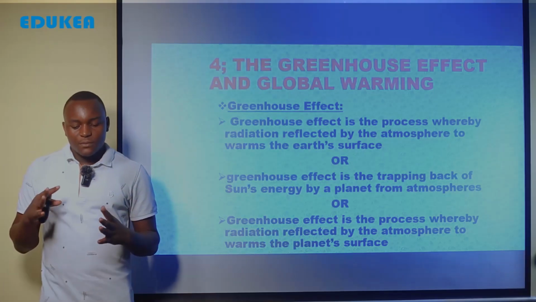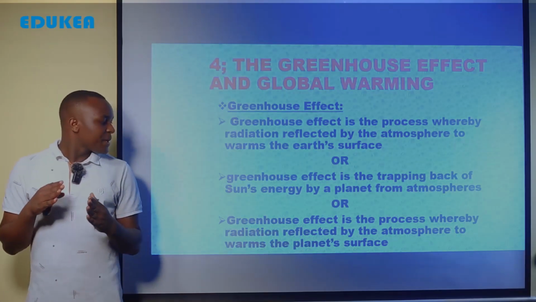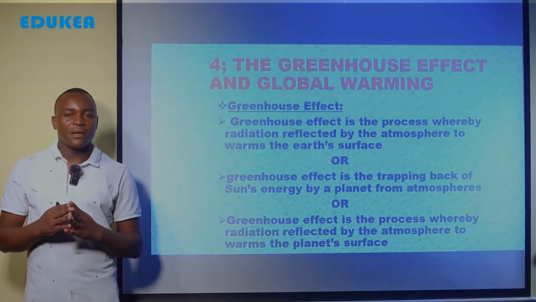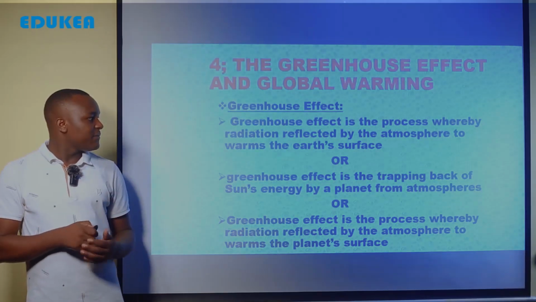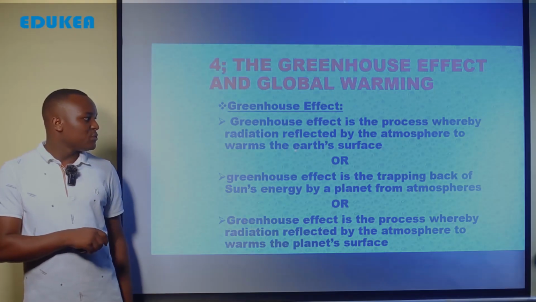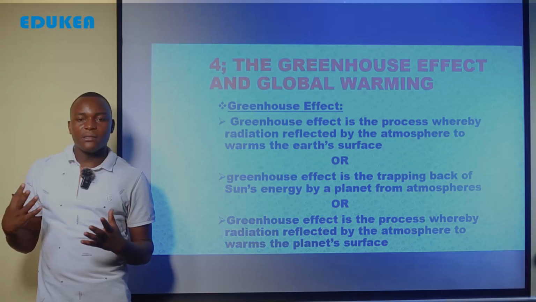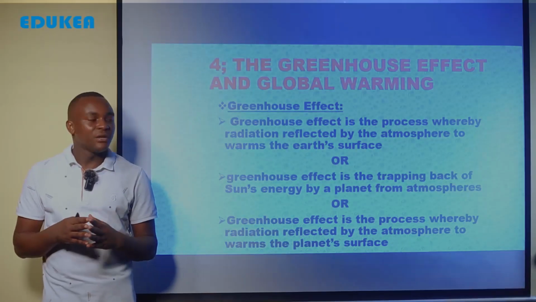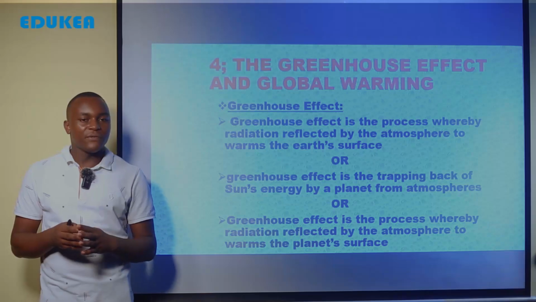So when the planet's surface is warmed, there is an increase in temperature. So the greenhouse effect is a process where radiation reflected by the atmosphere warms the Earth's surface. There is a reflection of the radiation, and that reflection of the radiation causes a warming of the Earth's surface.